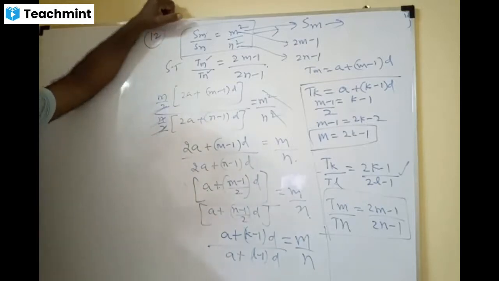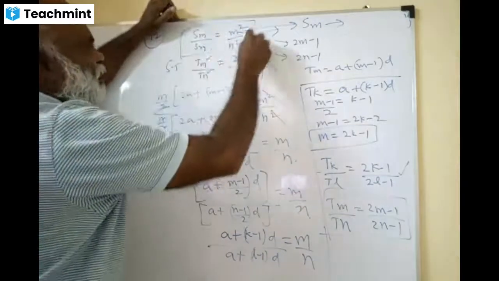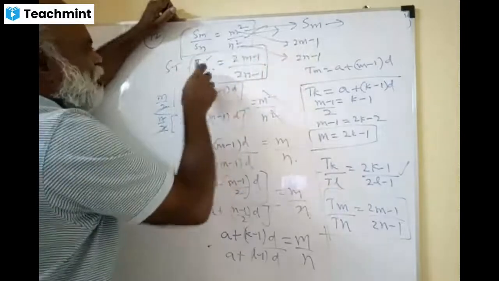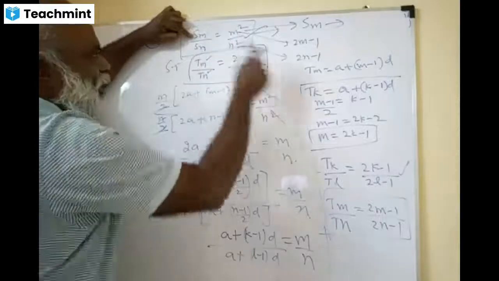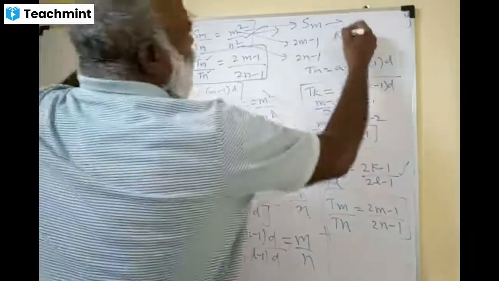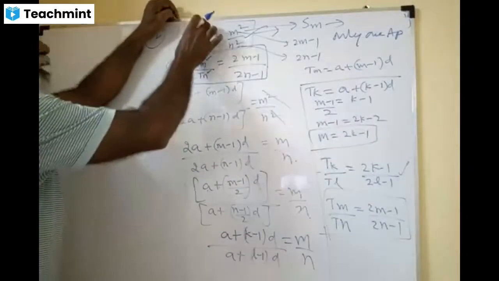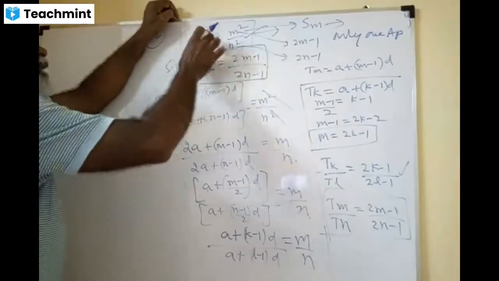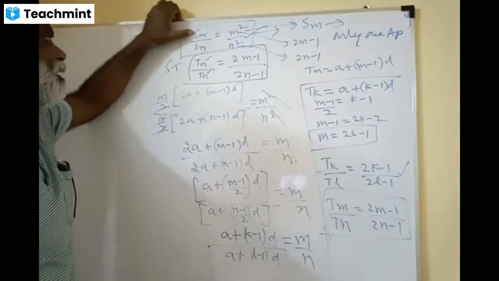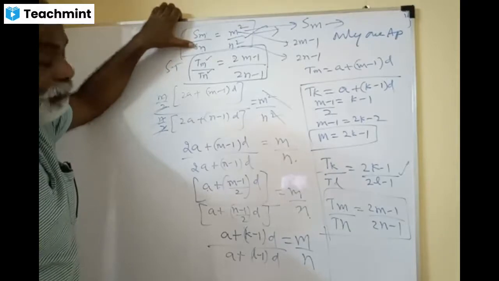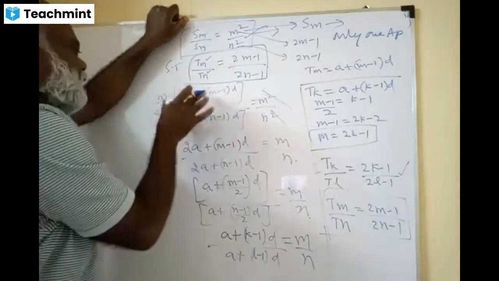I hope you all have taken the given AP. Sm by Sn is given, and you have to prove Tm by Tn. So the Sn formula tells you this. It is only a single AP, only one AP. We are taking a few terms and saying Sm, and a few more terms and taking Sn. Sn means the sum of the first n terms. Friends, here the Sn formula is this.